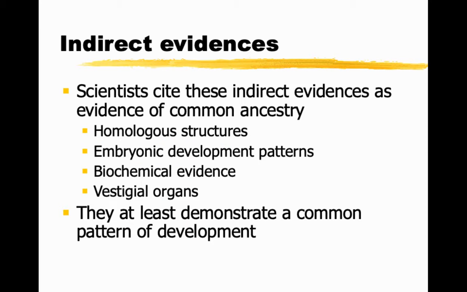So, there's more indirect evidences. These are ones that we can't necessarily see in our lifetime, but these are evidences that we have a common ancestry, meaning that we all originated from a common organism. For example, we have homologous structures, embryonic development patterns, biochemical evidence, and vestigial organs. These at least demonstrate a common pattern of development.